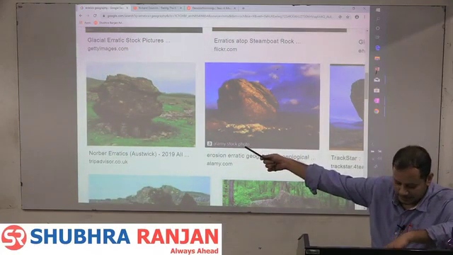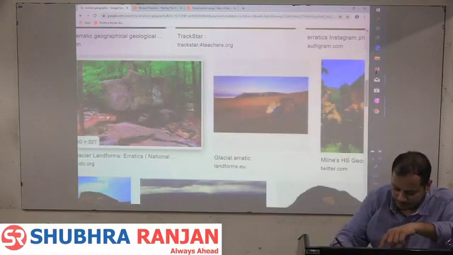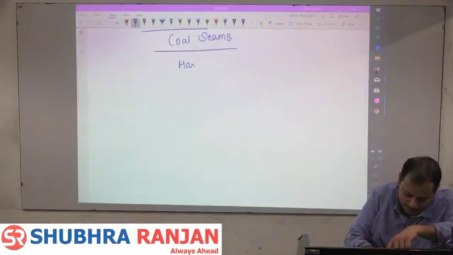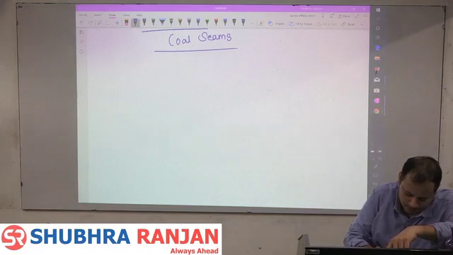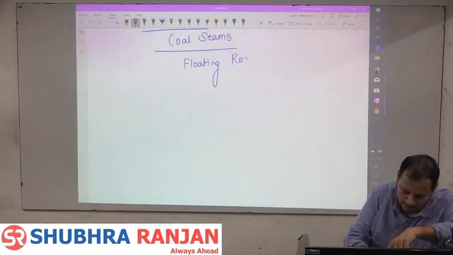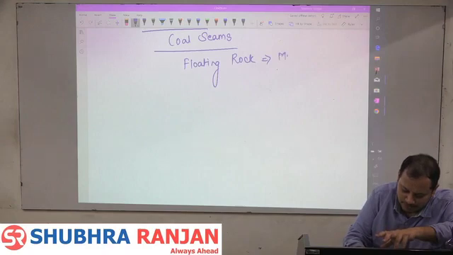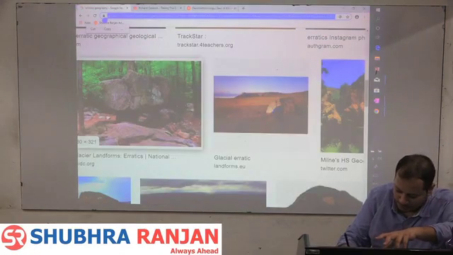This is another erratic. This is the third erratic. In fact, one of the famous erratics in India is the floating rock, which is a site of geological importance in Meghalaya. Floating rock of Meghalaya. You should know this floating rock of Meghalaya.